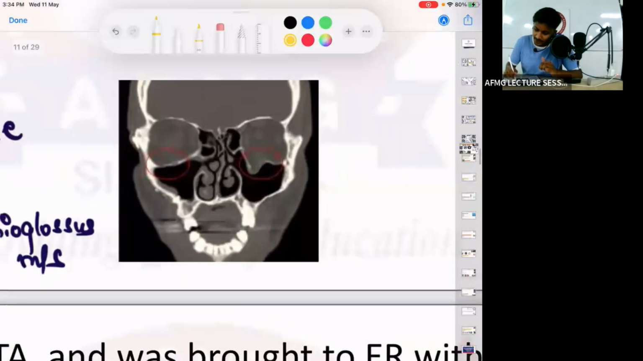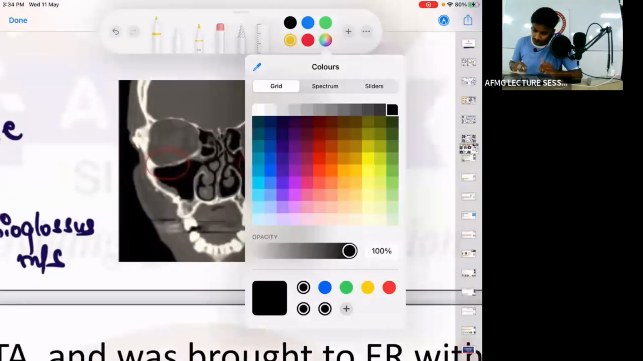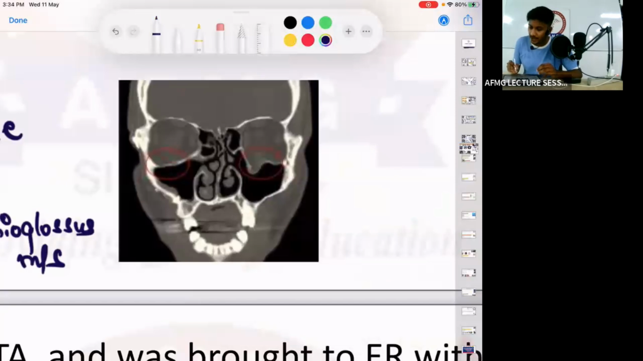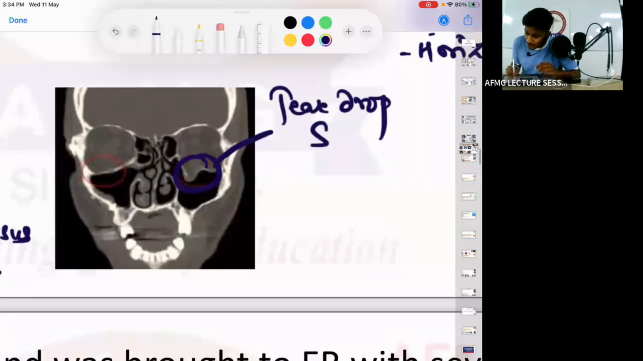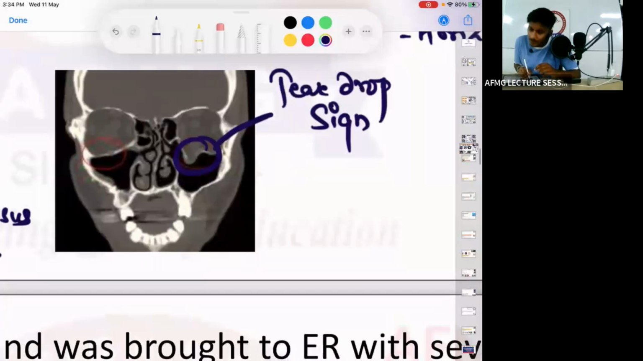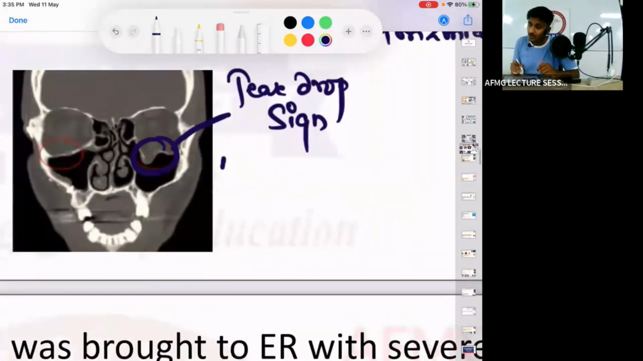Next, here, easiest है, what is this? Which sign is seen on the CT scan over here? You can see protrusion of soft tissues from the orbit into the maxillary sinus, and this protrusion of soft tissues in maxillary sinus is known as the teardrop sign. Here you can see it is normal, okay, the orbit, but in this teardrop sign there would be fracture of the orbit. Which wall of the orbit is fractured?